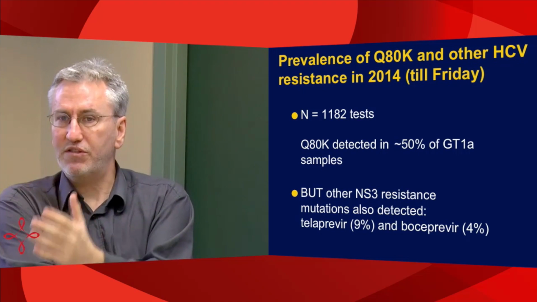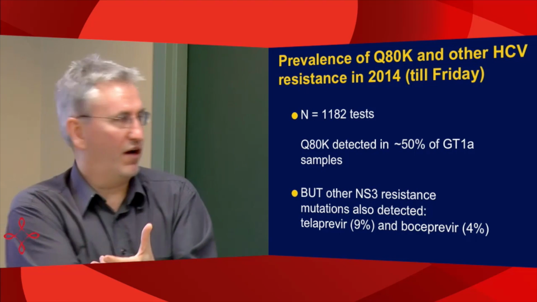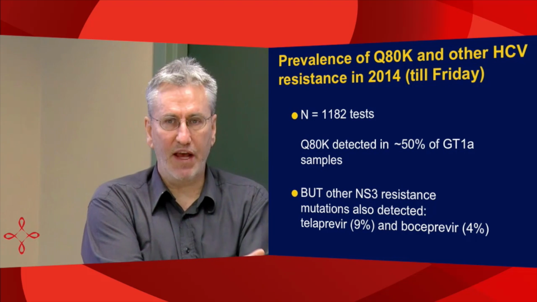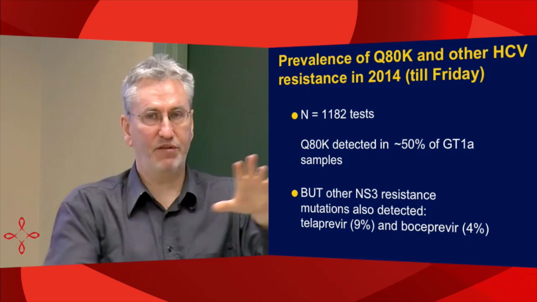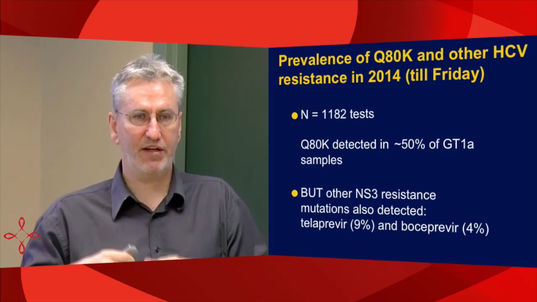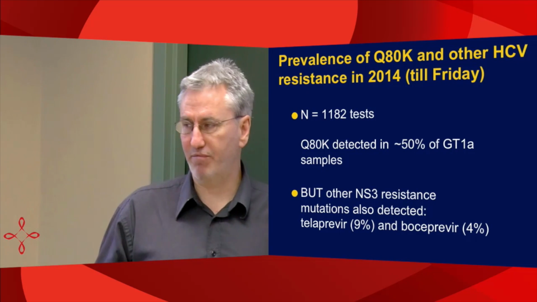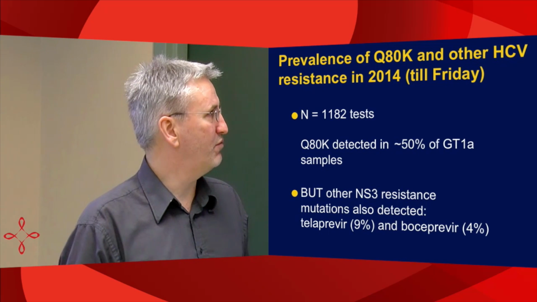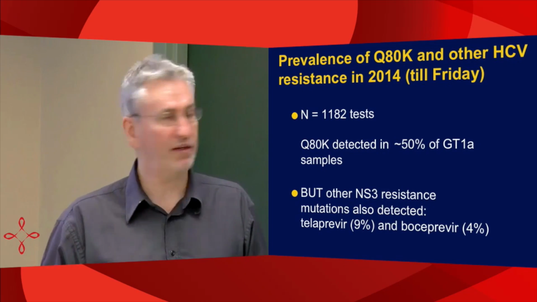But again, because there's so few failures, particularly on things like sofosbuvir, where we have the data, we really have to make sure that we systematically collect all of the data and all of the samples from folks who are failing on their HCV regimens so that we can actually make sense of the data that we're collecting.